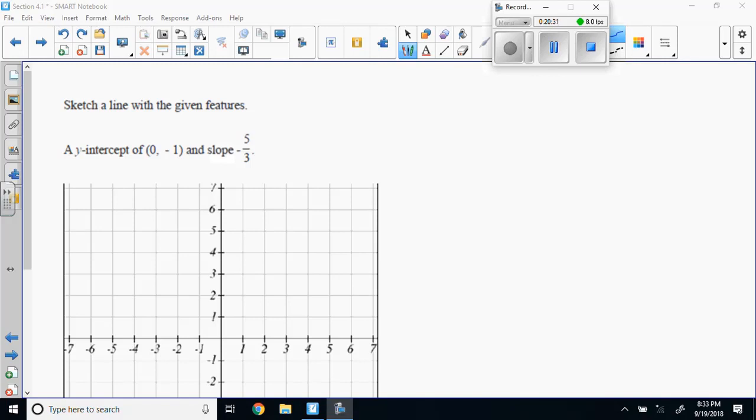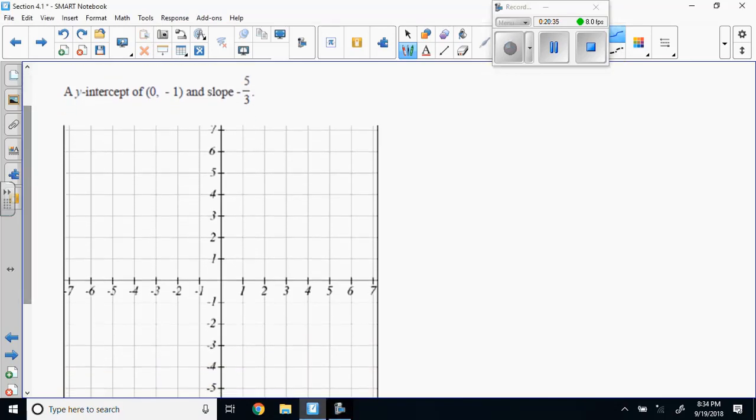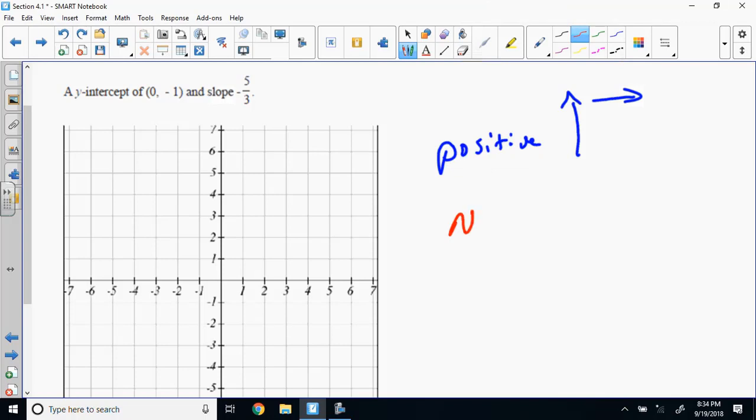All right. So let's sketch a line with the given features. The y-intercept is (0, -1), but the slope is -5/3, right? So I'm going to give you my crash course on slopes and graphing. If it's positive, you'll go up and to the right. If it's negative, let me change colors, you'll go down and to the right. You will always go right. You go right, you won't be wrong. Positive's up, negative is, guess what?